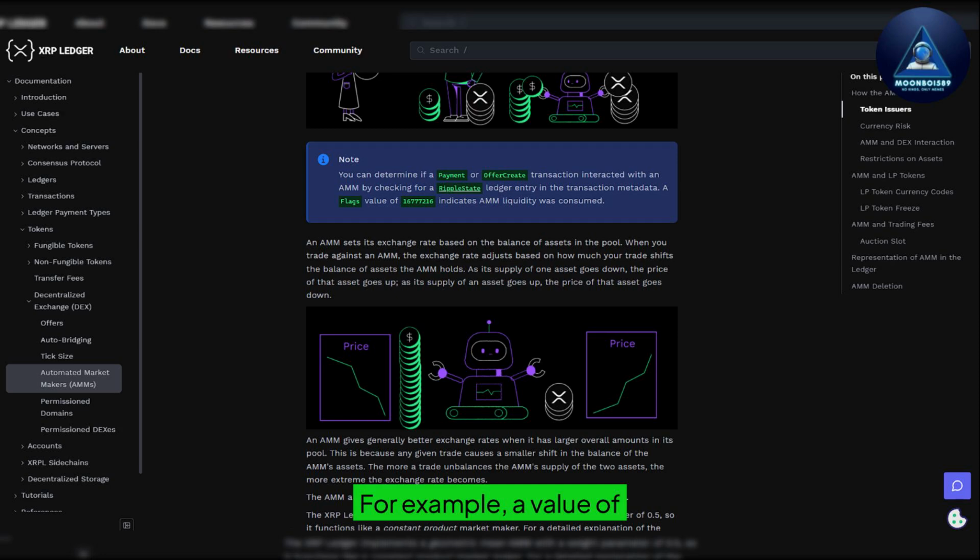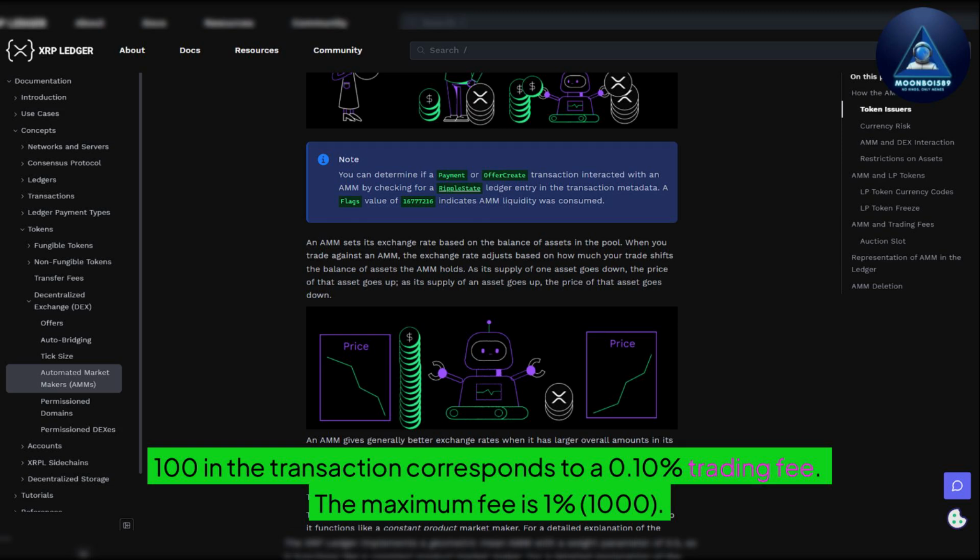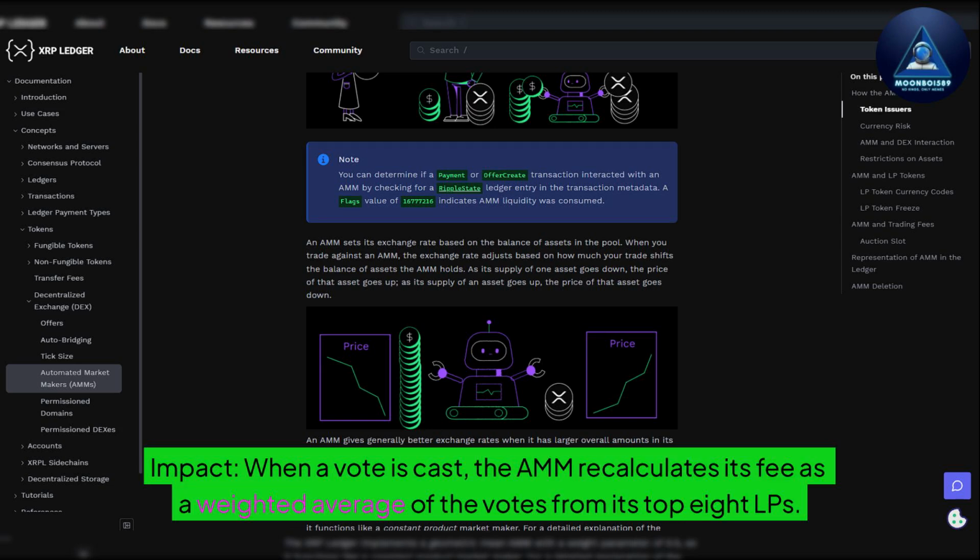The maximum fee is 1%, or 1,000. Impact: when a vote is cast, the AMM recalculates its fee as a weighted average of the votes from its top 8 LPs. This allows the community of liquidity providers to dynamically adjust fees to balance competitiveness, attracting traders with low fees, and profitability, earning more per trade with higher fees.